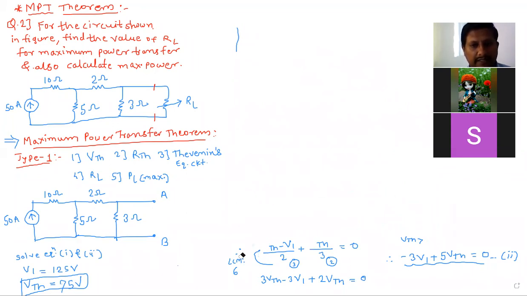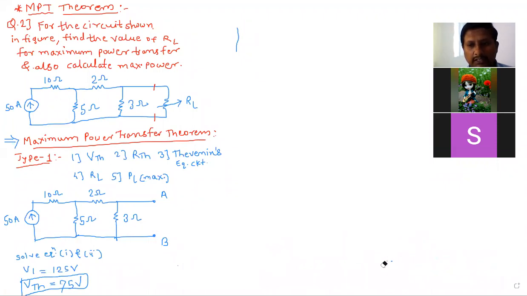So we have calculated VTH as 75. Now next thing is RTH. So for RTH, what do we have to do? What changes will come in the diagram? We have to open the current sources. Yes, very good. So we have to open the current source.